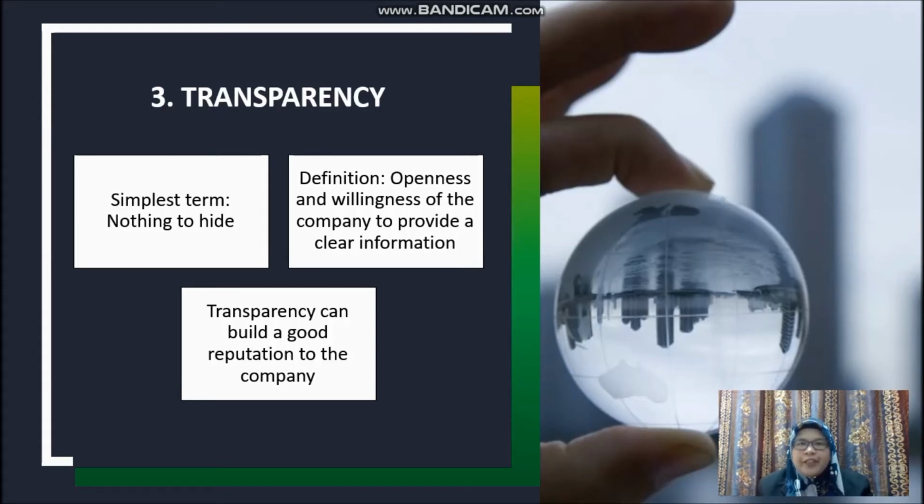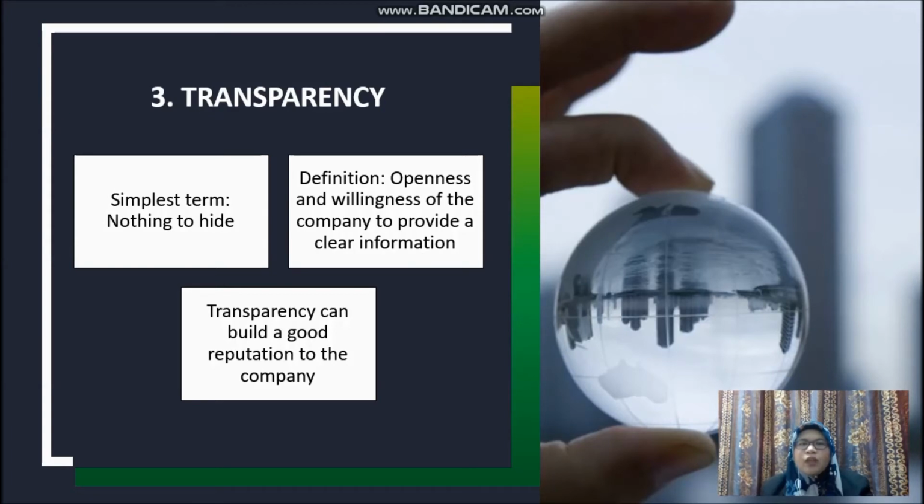I continue this presentation with the third main pillar of MCCG, which is transparency. In the simplest terms, transparency is having nothing to hide. Transparency means openness or a willingness of the company to provide clear information to shareholders and other stakeholders. Transparency is a critical component of corporate governance because it ensures that all of a company's actions can be checked at any given time by an outside observer or investor. For example, transparency refers to the openness and willingness to disclose financial performance figures which are truthful and accurate. So, transparency can build a good reputation for the company.